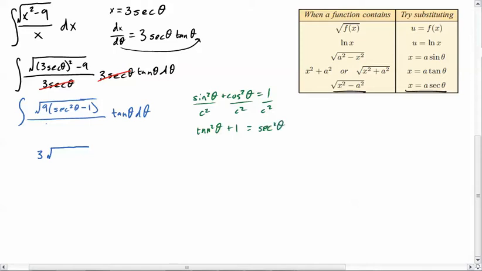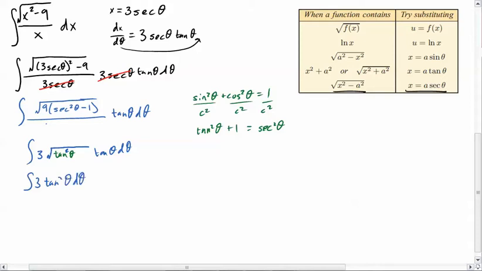Okay, and you'll see now that I've got secant squared minus 1, which is tangent theta. So that's the square root of tangent squared theta, and then we'll have tangent of theta d theta. And it's still an integral, so then we've got the integral of 3 times tangent times tangent, so tangent squared of theta d theta.